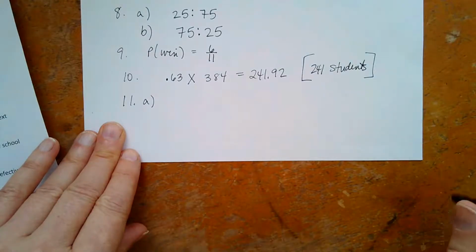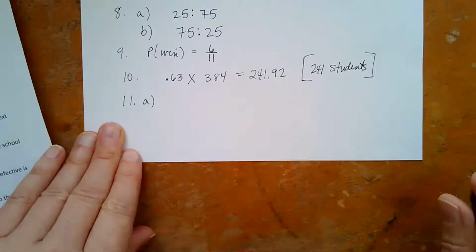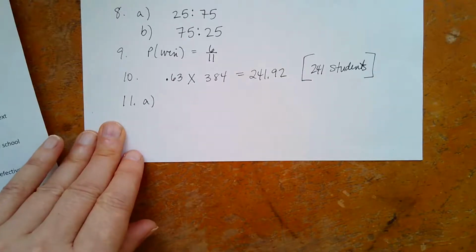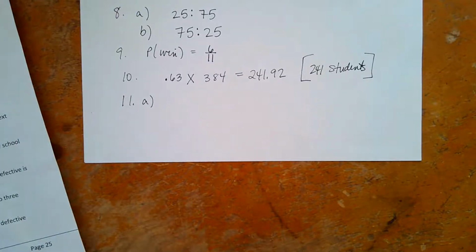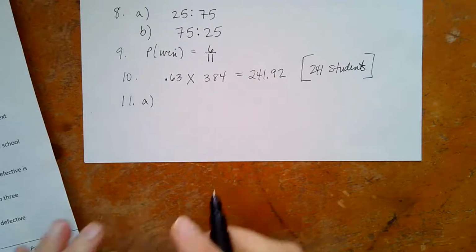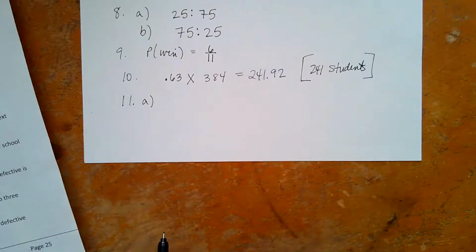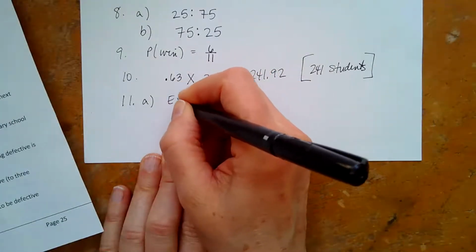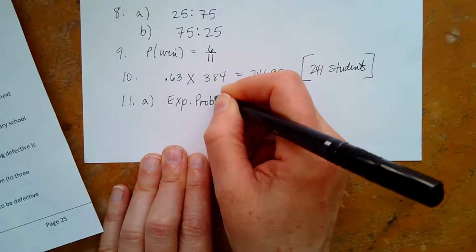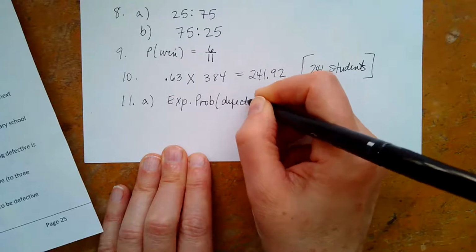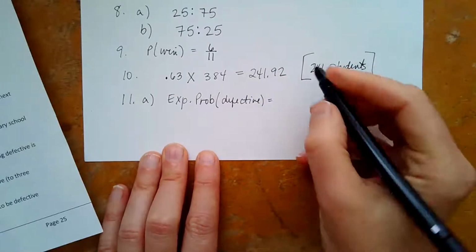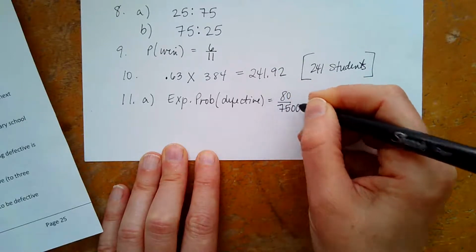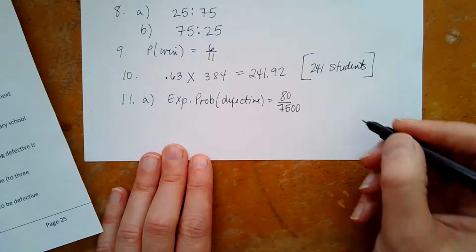11A, a technology company has determined that the theoretical probability of a tablet being defective is 0.014. In a sample of 7,500 tablets, 80 were found to be defective. State the experimental probability of a tablet from this company being defective. To 3 decimals, state the experimental probability. Well, the experimental probability, what actually happened, of the tablet being defective. Well, 80 out of the 7,500 were defective, right?